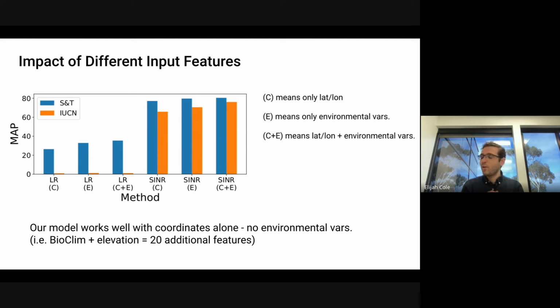And the nice thing, by the way, about getting away from using environmental features is that they're typically not available everywhere on Earth, or if they are, they're very coarse. And so if you require environmental features, it tends to limit the places that you can actually use your model and the resolution at which you can make predictions.